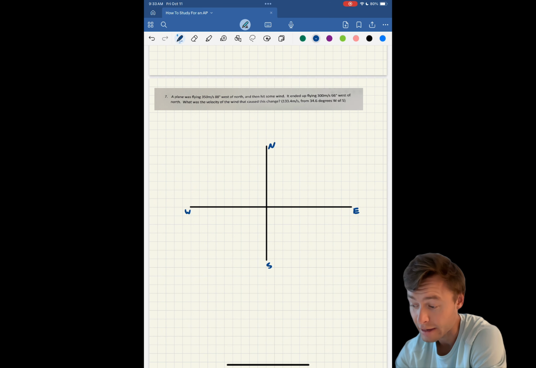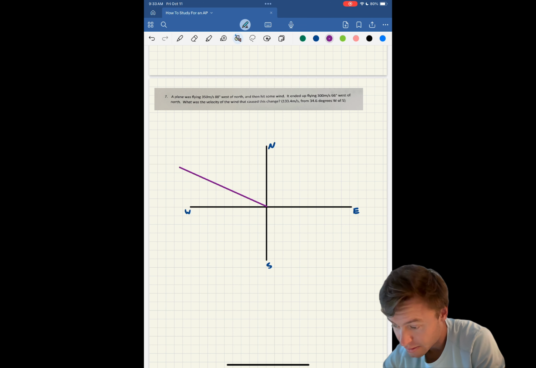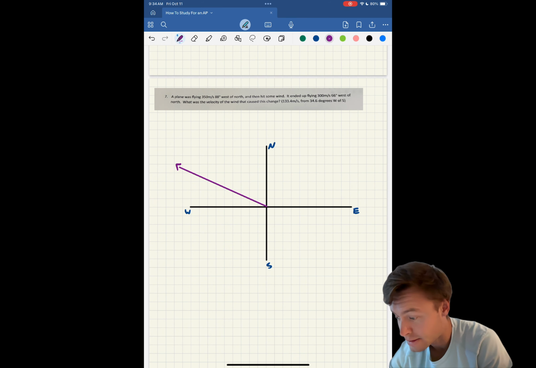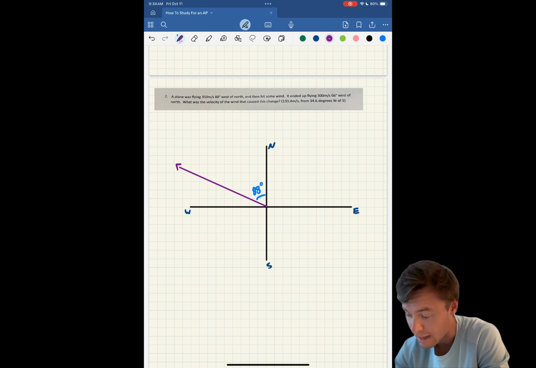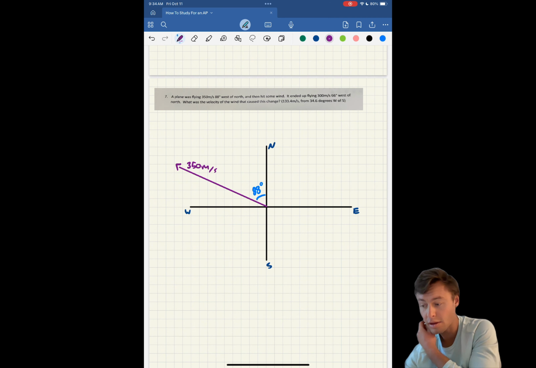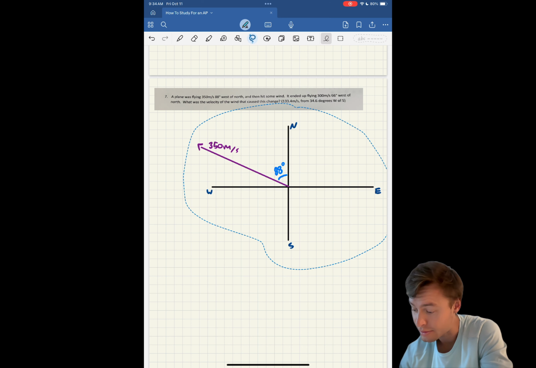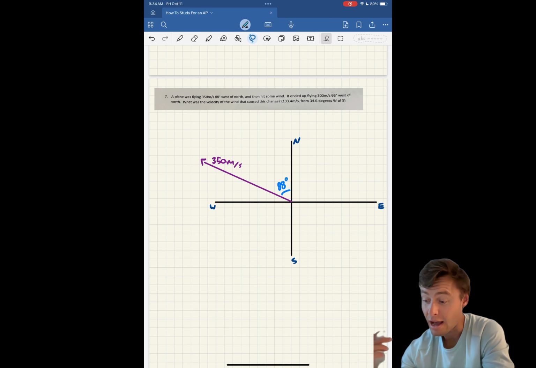Okay, so let's go ahead and draw a vector that represents our plane. So our plane is originally going at 350 meters per second at 88 degrees west of north. So this is an 88-degree angle right here. And this vector has a magnitude, or a speed in this case, of 350 meters per second. Okay, great. Then the problem states that after it's originally flying for some amount of time, a wind hits it.